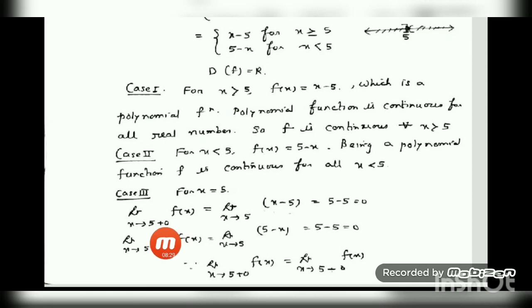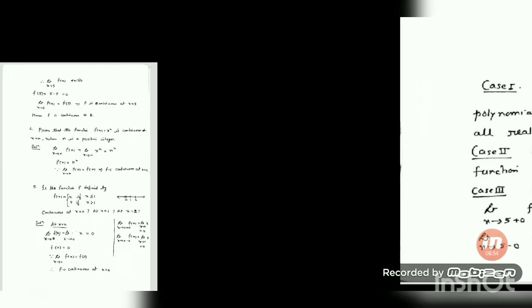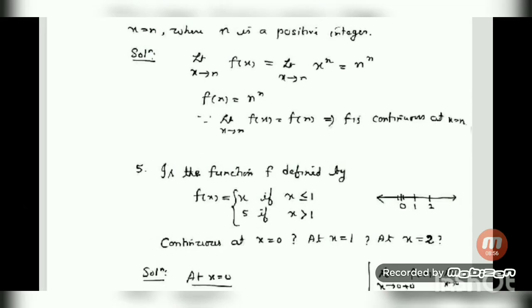For 5 plus 0 means it is slightly greater than 5. So for greater than 5 the function is defined by x minus 5. So I have substituted x minus 5, polynomial function, substitute the value of x. This is equal to 5 minus 5, which is 0. And for x tends to 5 minus 0, it is defined by 5 minus x. So substitute 5 minus x, putting the value 5 minus 5, 0. So we have seen the left hand limit and the right hand limit are equal. What does it conclude? That it gives the conclusion that since the left hand limit and the right hand limit are equal, therefore limit x tends to 5 f(x) exists.